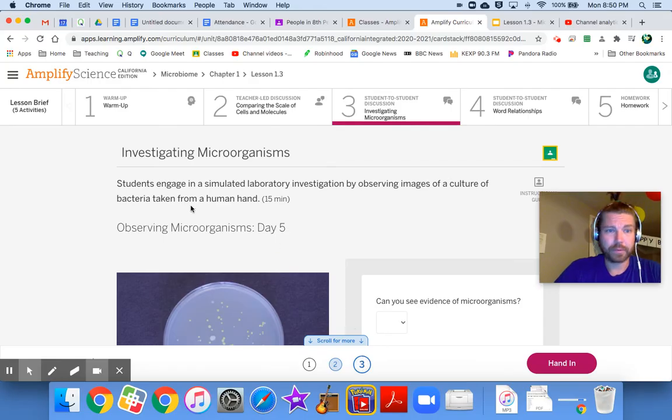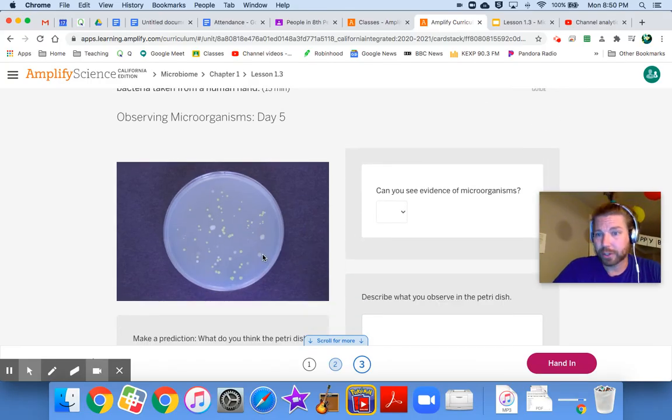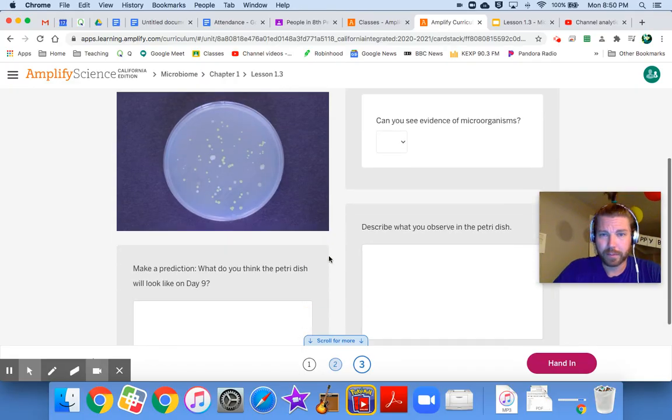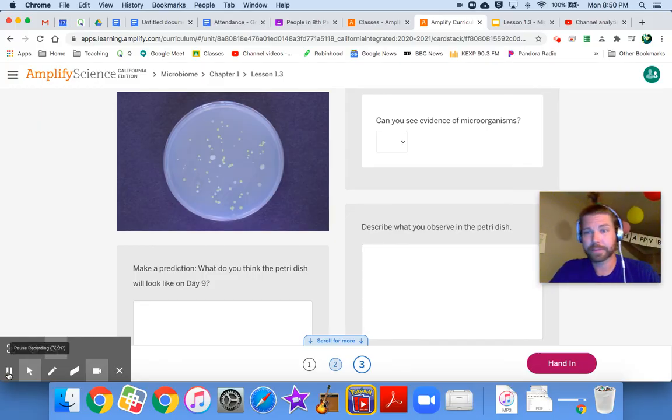Activity 3, part 3. Now this is what it should look like on day 5. We're going to answer these same questions. Do you see evidence of microorganisms? Well, let me give you a hint. These little dots here, those are colonies of microorganisms. Make a prediction. What do you think it's going to look like on day 9? Describe what you observe in the Petri dish. What do you see here? Okay, take a minute, do that right now.